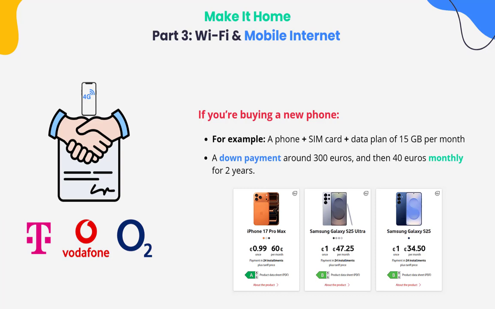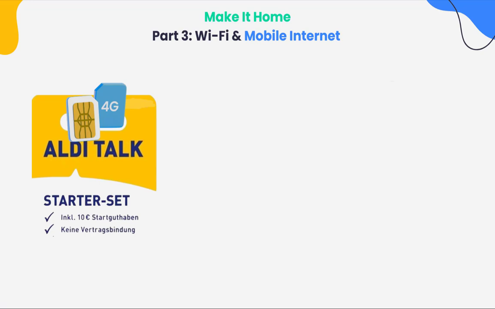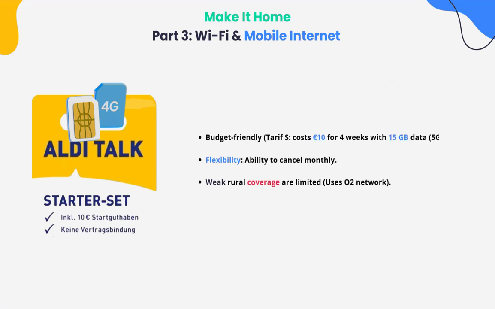If you don't want a long-term commitment, a prepaid SIM card is the way to go. Our recommendation is Aldi Talk. We have used it ourselves, so we can vouch for it, and this isn't sponsored. The starter kit is the most budget-friendly option. The smallest tariff costs around 10 euros every 4 weeks and gives you a 15 GB of 5G data. It's flexible, so you can cancel or change it monthly.